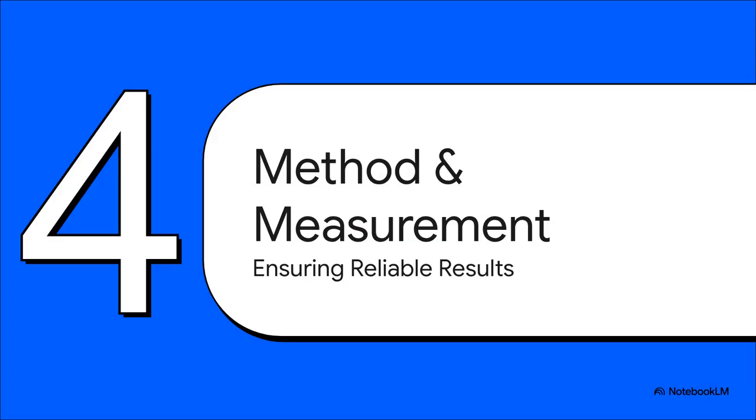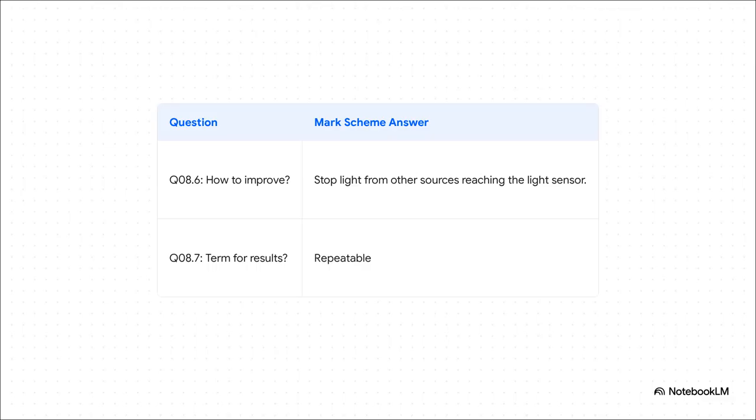All right, time to put on our imaginary lab coats. This section shifts away from the theory and gets into the nitty-gritty of how you actually do the experiment, and some key scientific words. These are 2 quick and easy marks. To improve the method, you always want to control your variables better, so blocking out other light sources is the right answer. And the special term for getting similar results yourself is repeatable.